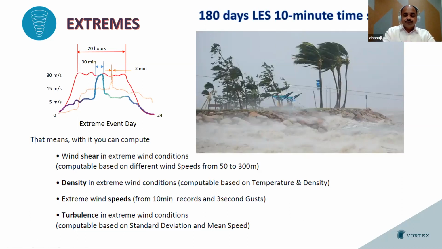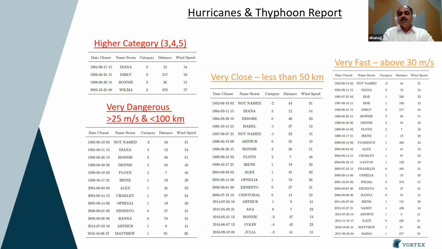In addition to this, we are also providing a complementary report prepared for the hurricanes and typhoons that passed from that location. And there will be 4 categories. So the typhoons, hurricanes, cyclones which were very fast, maybe above 30 meters per second, and very close, less than 50 kilometers. Then the very dangerous ones, with wind speed above 25 meters per second and less than 100 kilometers, and there will be a higher category.